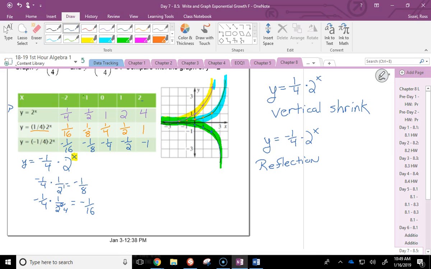So we give it two names. It's a reflection shrink. If it would have just matched up with this parent function perfect, it would have just been a reflection. But since it did both, it was a reflection shrink. So on today's homework, I'm going to write this down. Possible answers.